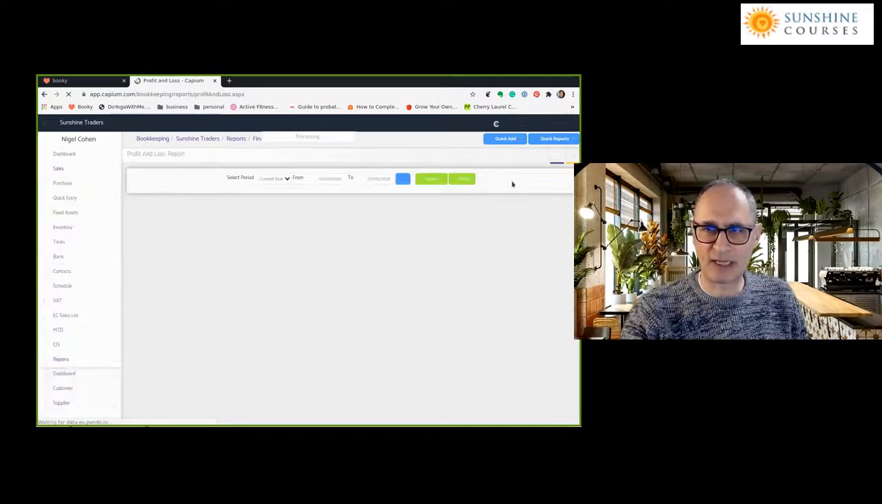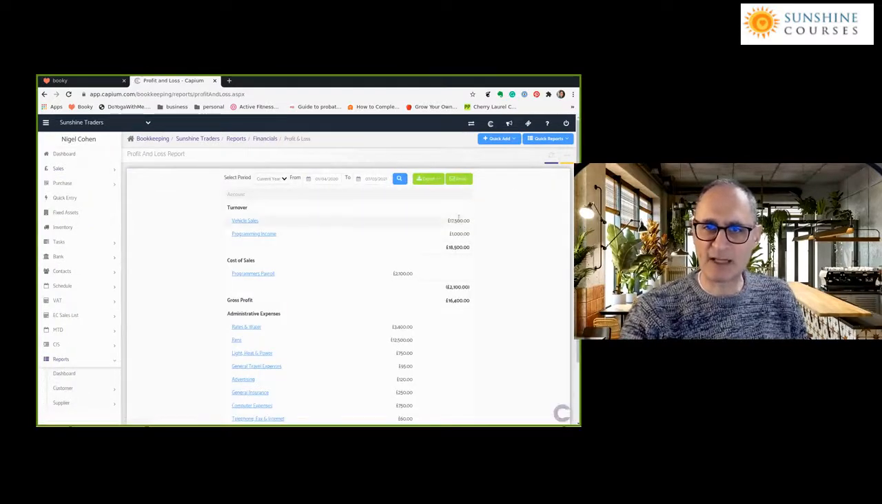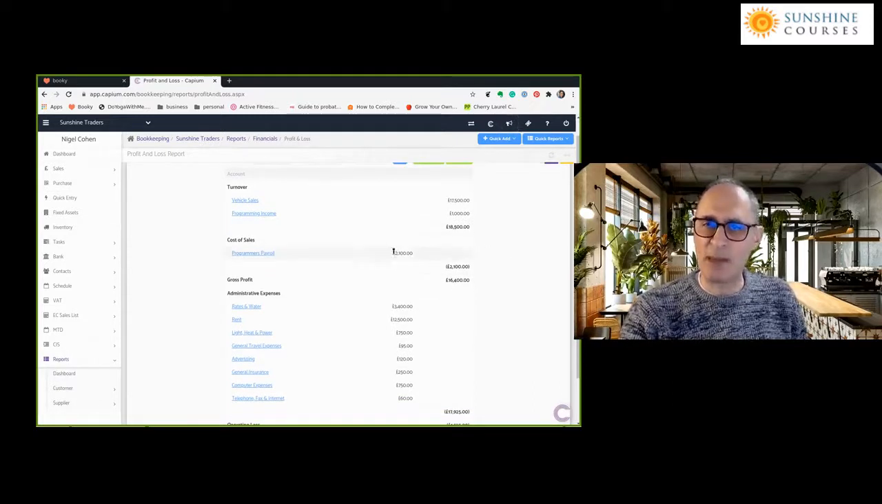So look at the profit and loss account. And this time I've got £17,000 of vehicle sales and programming income of £1,000. So a total of £18,000. We pay programmers £2,000. So although we got an income of £1,000, we've paid out to programmers £2,000. On the face of it, we've lost money.